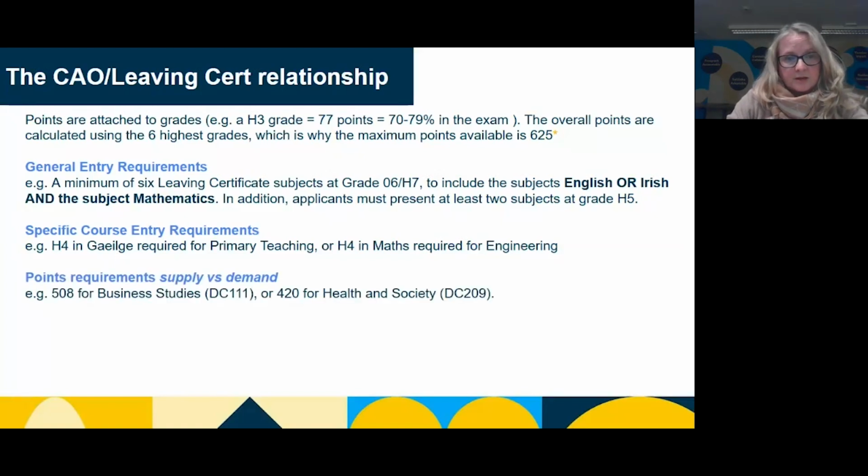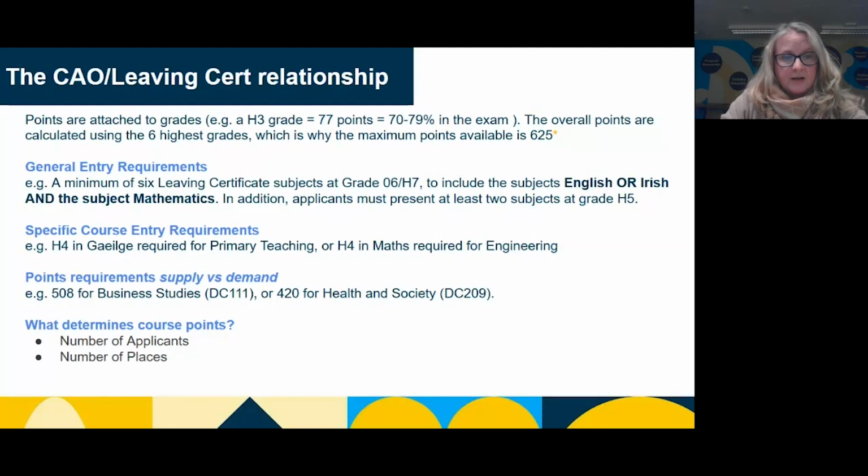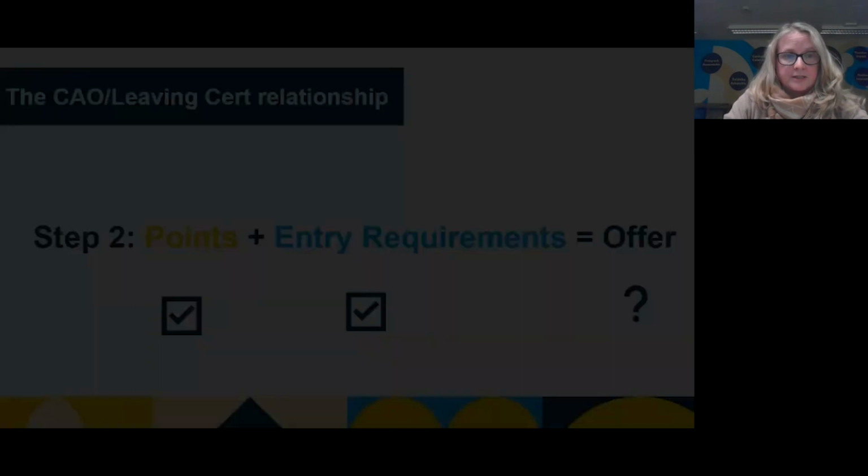So points requirements are around supply versus demand. So this year, as more examples, it's 508 points for business studies or 420 for health and society. So what determines the points in any given course are the number of applicants in that course for that given year, the number of places in the particular course that you're going for, and the performance of applicants in that given year as well. So points will fluctuate, but they'll fluctuate a little bit up or down, but don't ever try to guess what it's going to be. But that's roughly what determines course points.